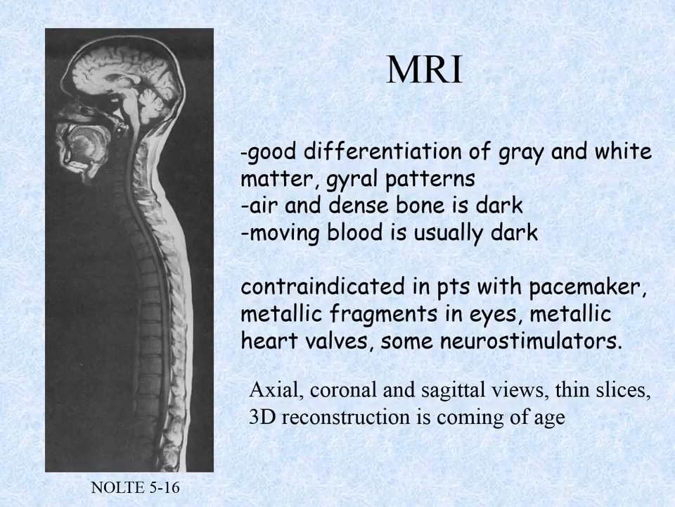The resulting images are rather striking. They provide remarkable differentiation of gray and white matter, of the gyral pattern that you see here. As you can see, brain is, in this case, gray, whereas air and dense bone, we see the skull is all black around here. So on an MRI, dense bone is black. And moving blood is also dark because it does not have a sustained magnetic moment. But we can see the brainstem here as well as the spinal cord, cerebellum, and corpus callosum, and the thalamus right here.